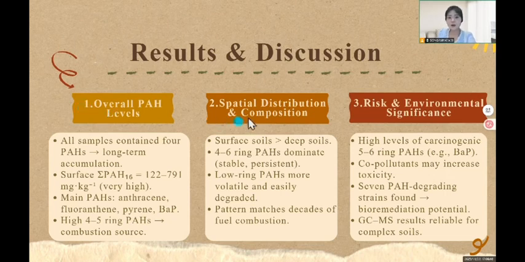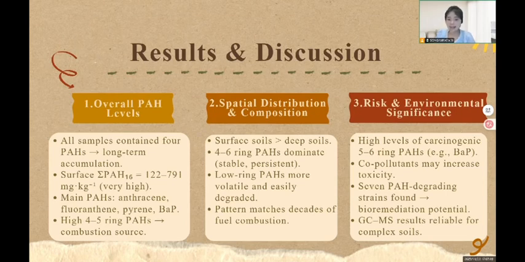PAHs. Now, let's talk about the spatial distribution. The surface soil had more PAHs than the deeper levels. This spatial pattern matches the area's long history of industrial activity. The last is the risks. The high levels of cancer-causing 5 to 6 ring PAHs, like BaP, are worrying. But we found some types of bacteria that can break down the PAHs, which means the soil may be suitable for bioremediation, or natural cleanup.